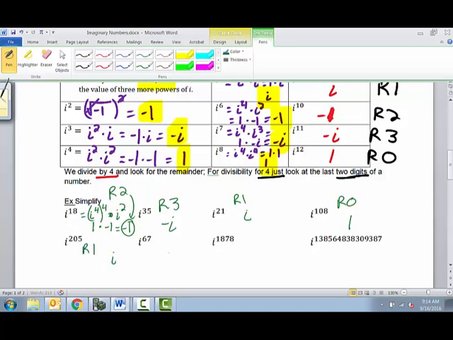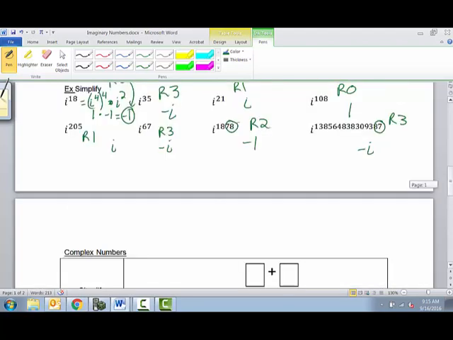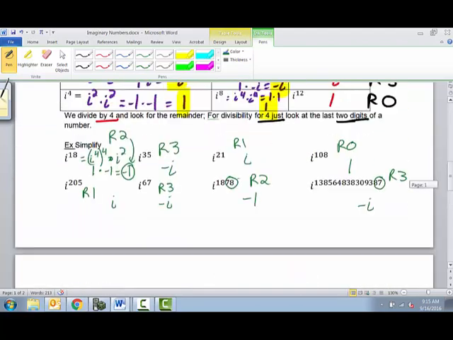So we have I. I to the 67, divided by 4, goes in 16 times with a remainder of 3. So that's negative I. I to the 78, divided by 4, we have a remainder of 2, which gives us negative 1. And this big crazy thing, we just look here. 87 divided by 4 goes in 21 times with a remainder of 3, so it's negative I. That's what we're doing. Don't think about it any more than that.